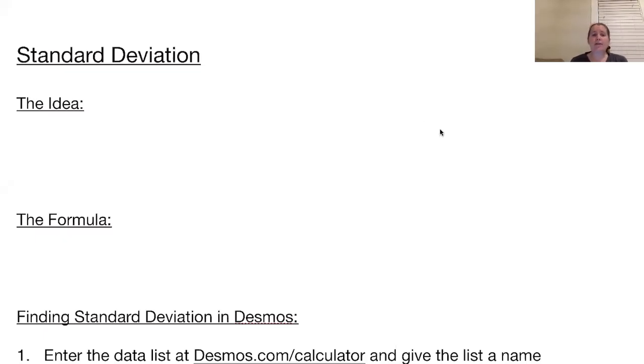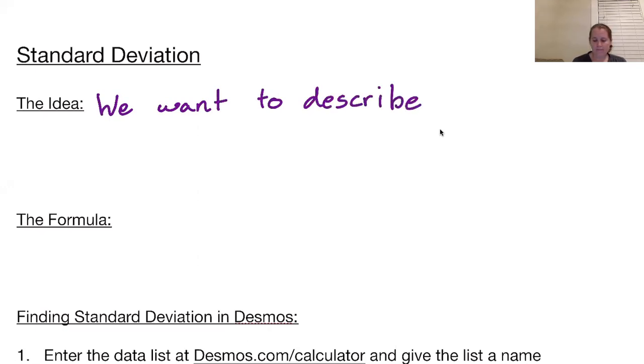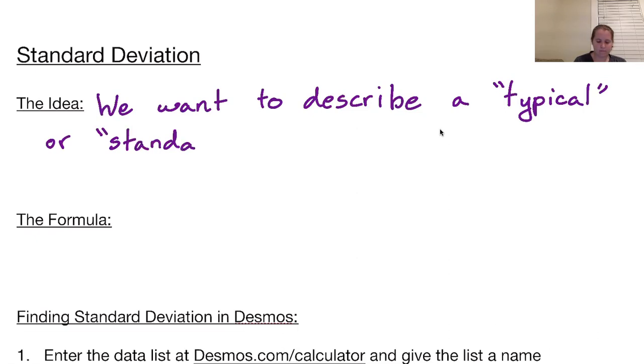Let's go ahead and take a look at standard deviation. So again, just like with the ADM, standard deviation, the idea is we want to describe a typical or standard distance from the mean.